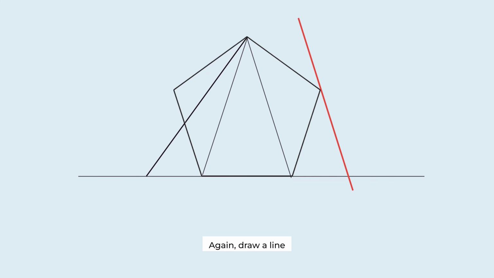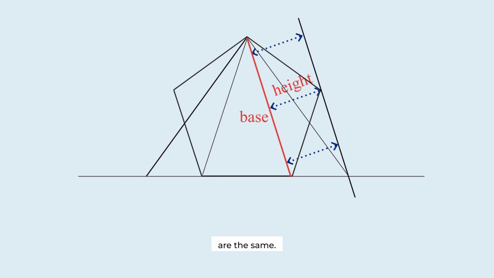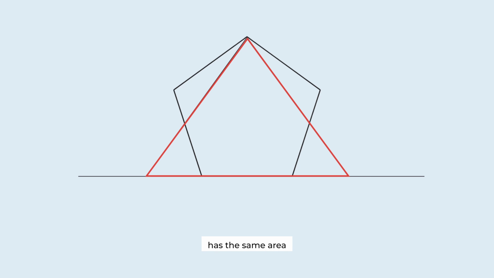Again, draw a line passing through this point that is parallel to this line. Another intersection and another triangle are created. The area of this triangle is equal to the area of this triangle. Their bases and heights are the same. Therefore, this triangle has the same area as the regular pentagon.